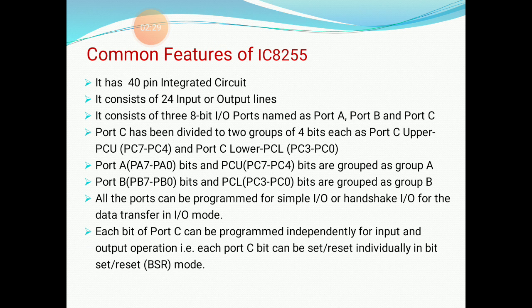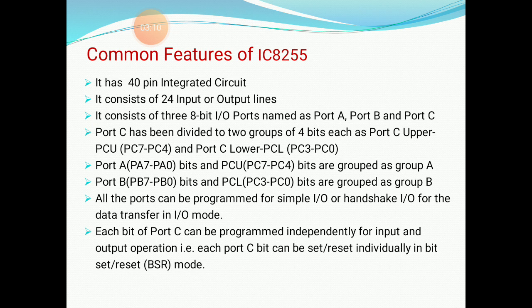Port A represented as PA7 to PA0, port B represented as PB7 to PB0, and port C represented as PC7 to PC0. Port C has been divided into 2 groups of 4 bits each, as port C upper, PCU, and port C lower, PCL. The PCU consists of 4-bit lines PC7 to PC4. PCL consists of 4-bit lines PC3 to PC0.